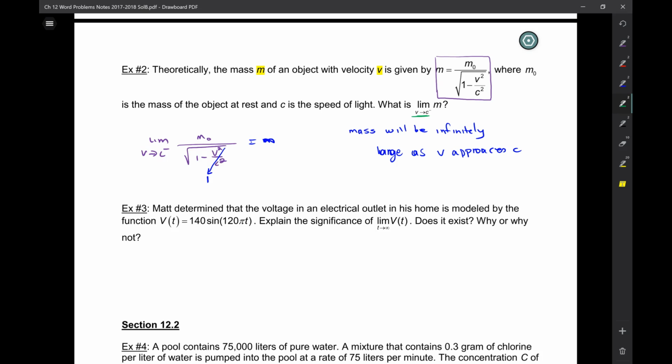It's like 0.9999999999999. 1 minus that, 1 minus practically another 1, is almost 0, right? So the denominator will be approaching 0, and anything divided by that tiny amount is infinity. Yeah.